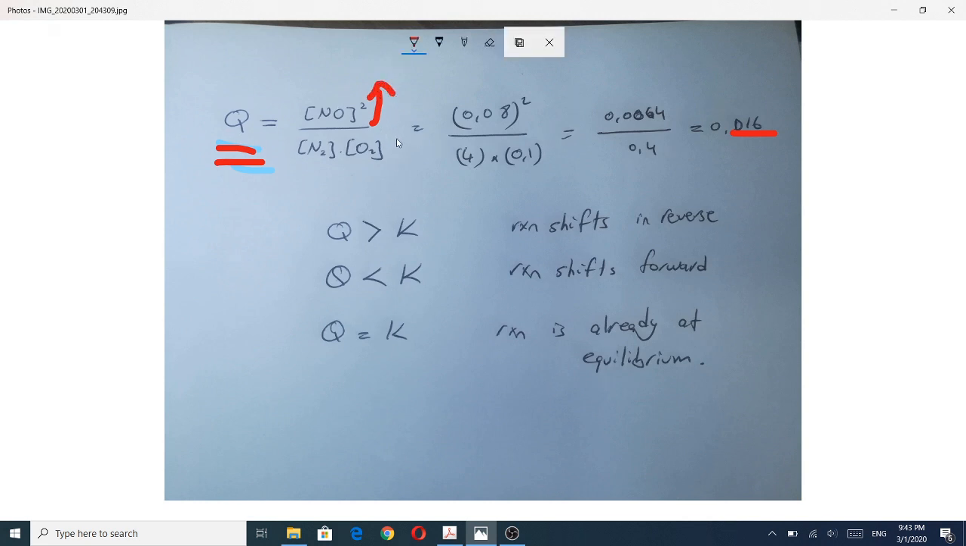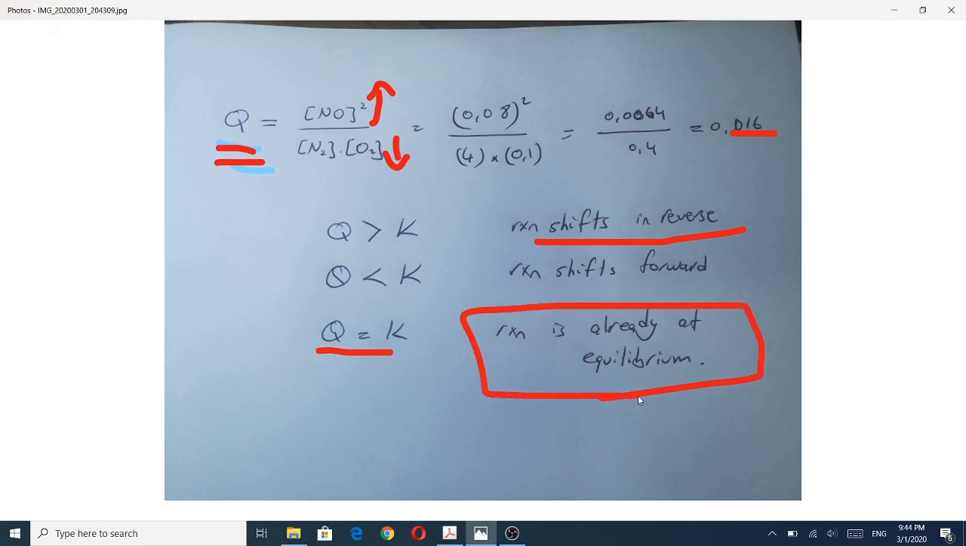So if the products are higher and the reactants are lower, what side will the reaction shift so that it goes back to the equilibrium state? Of course, if Q is bigger than K, this is a general rule, the reaction always shifts in the reverse direction. But if you have another question and Q is smaller than K, then the reaction shifts forward. But if Q is equal to K, then the reaction doesn't have to do anything, and the reaction is already at equilibrium.